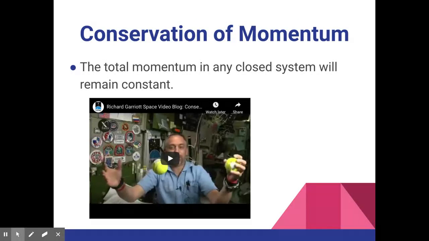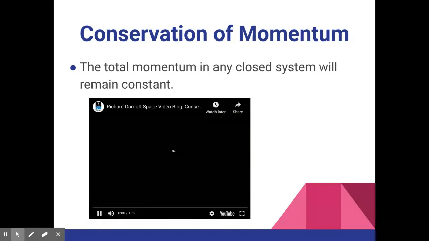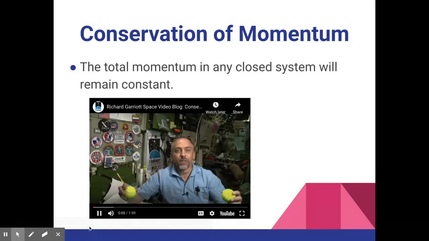This is tied to a video with Richard Garriott. I would like you guys to watch this. We're not going to watch this in this video, but I'll post it in the Google Classroom post for you to watch. Please watch it. He shows you conservation of momentum in space on the ISS. It's really, really cool. He uses these tennis balls, as you can see. We're going to skip right past that.